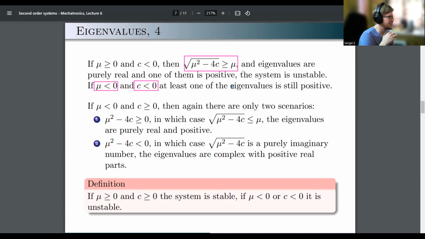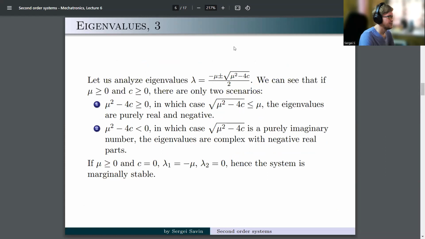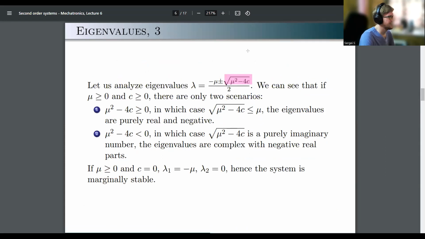So if mu is less than 0, this square root is still bigger than mu. The flip of sign did not change this fact. Now let's go back one slide. What we see is again plus or minus a big number, but now this guy is positive because we flipped sign. So we have a positive number minus a bigger negative number.